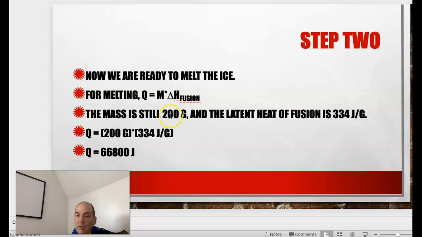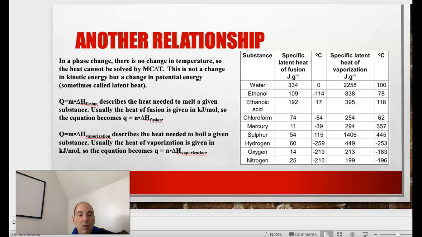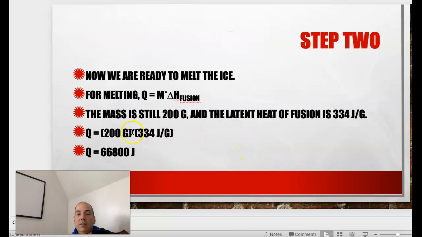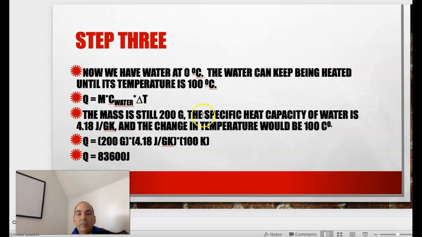The mass is 200 grams, and the heat of fusion I showed you on the chart just before was 334 joules per gram. So we take 200 times 334 and we get 66,800 joules. Now we've melted the ice. What do we have? We have water, at what temperature? 0. Now I can heat the water up until it gets to its boiling point, which is 100. So we're going to go from 0 to 100 degrees.